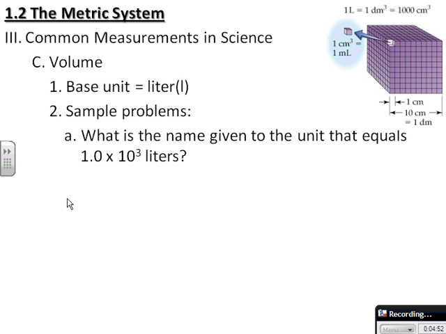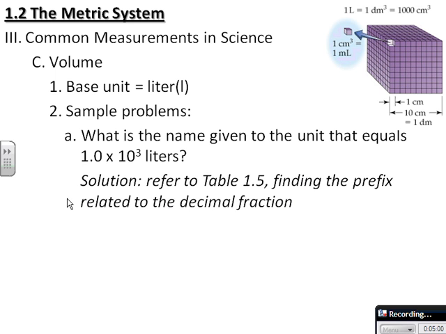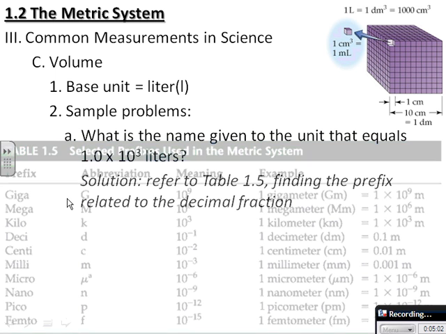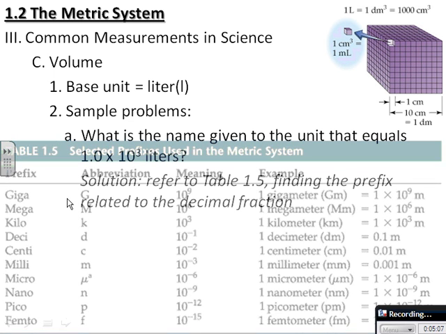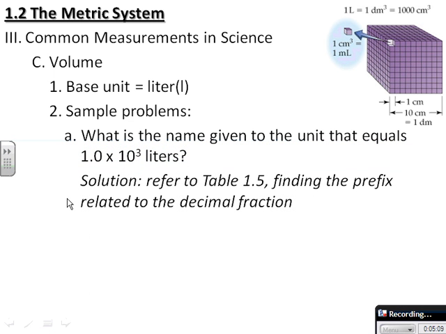What is the name given to the unit that equals 1 times 10 to the 3rd liters? So again, we want to find, using table 1.5, times 10 to the third. What prefix is that? If we look at our table, it's kilo. So that would mean 1 times 10 to the third liters is 1 kiloliter.